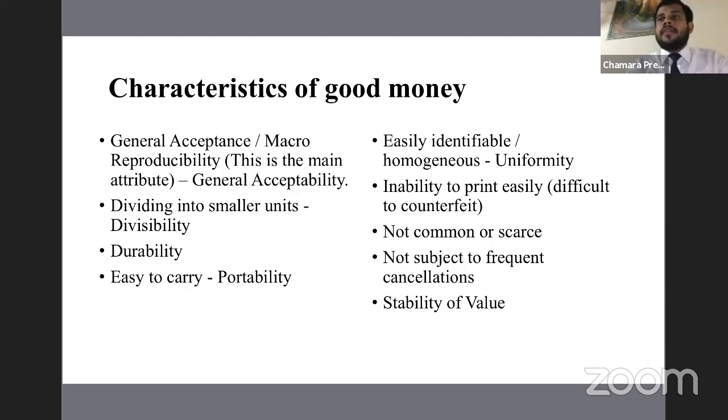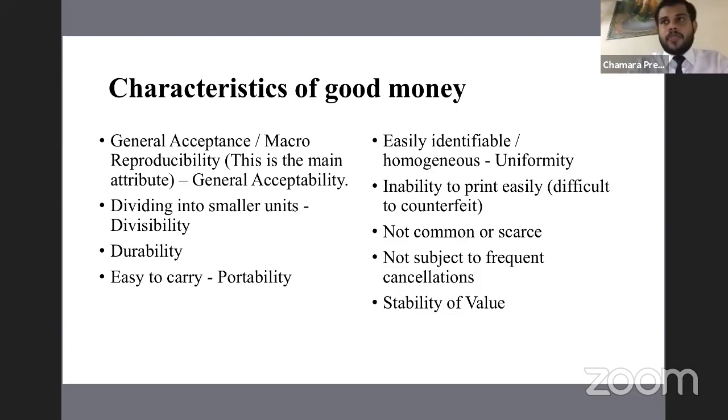And also the other thing, inability to print easily. So it should be difficult to counterfeit, difficult to copy and produce the same amount of notes or coins, right? So that is called inability to copy or inability to print easily. And it should not be common, but scarce as well, right? If it's so common, then sometimes we can do some other activities with that.